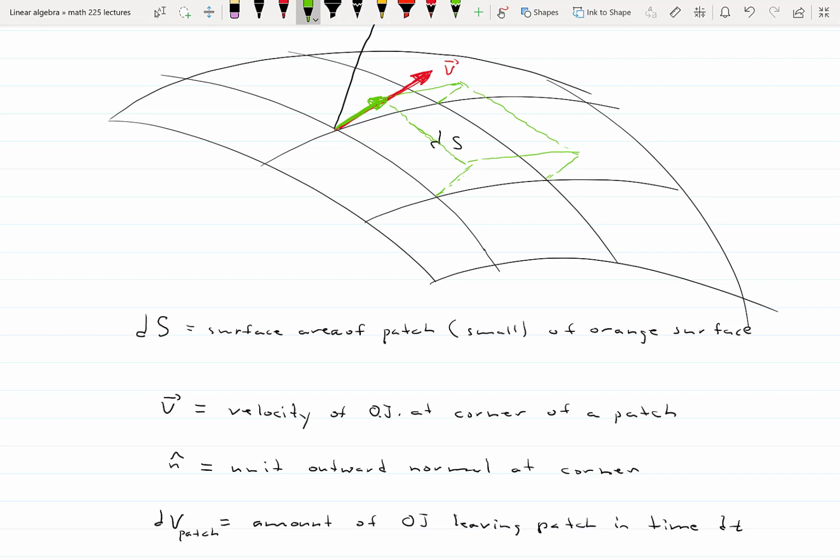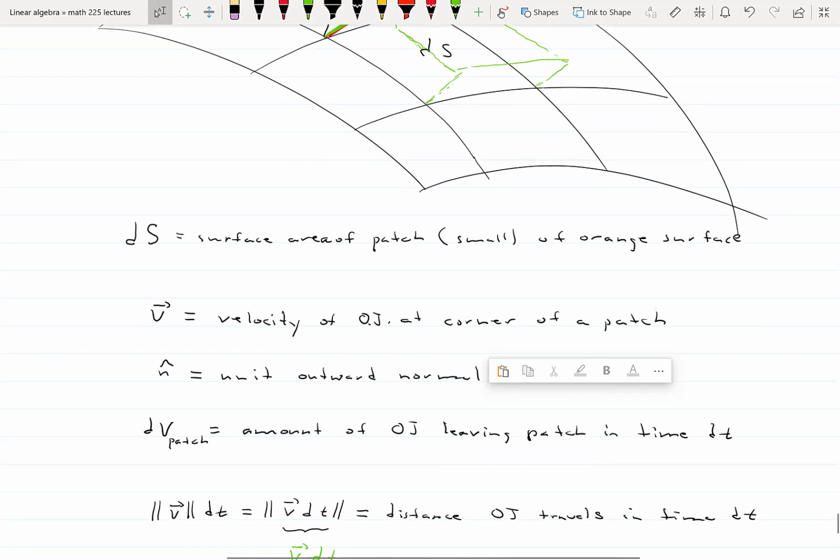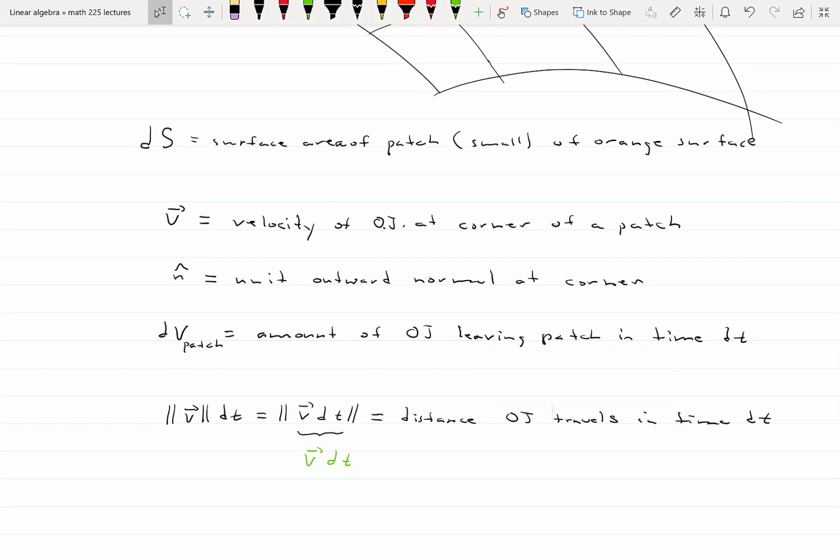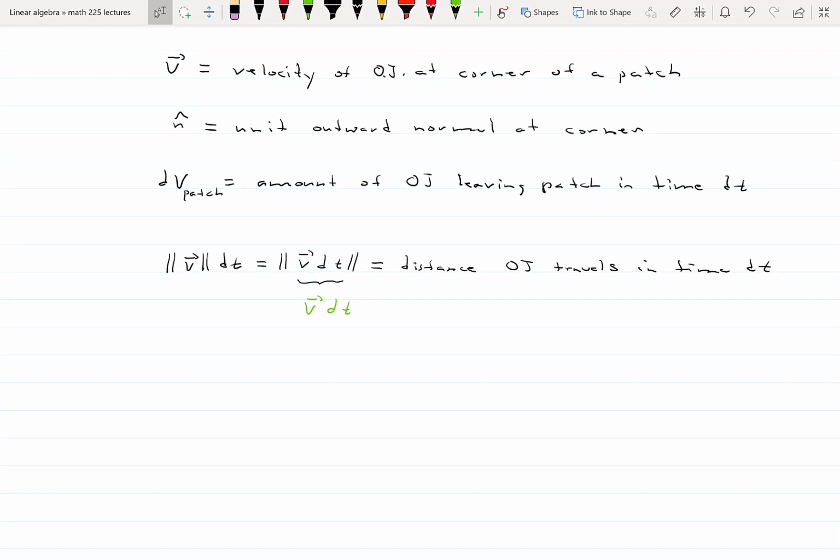Okay, so that little green parallelepiped is the amount of orange juice that's left in time dt. I want to find a formula for the amount of orange juice that's left the patch in time dt. That's equal to the volume of the parallelepiped. It's the area of the base.